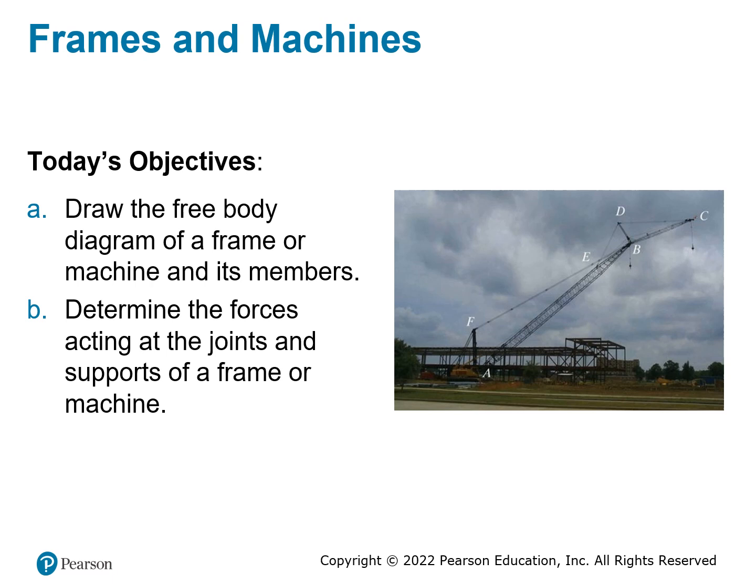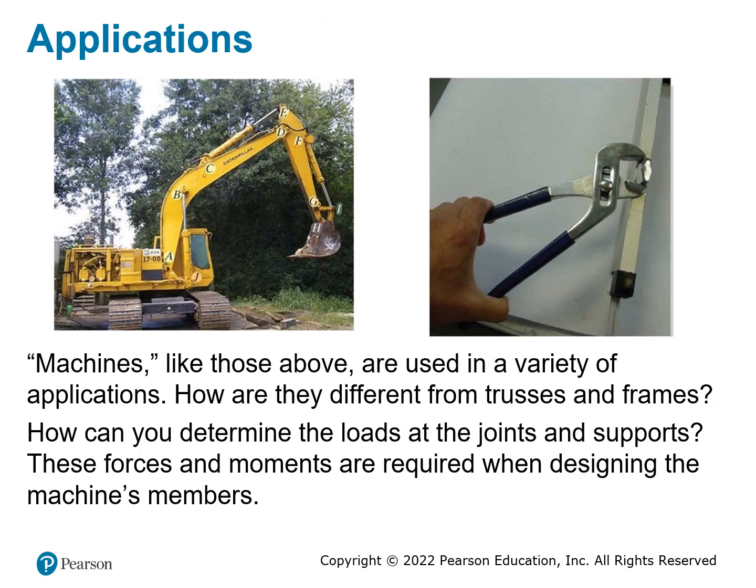So the objective is that if you have a frame or machine structure, how do you draw the free body diagram, identify how the parts are connected, and analyze those forces? And once you are able to draw the free body diagram, then we'll see how we can determine the force acting at a joint and the support of the frame and the machine. So it's very similar to the previous one.